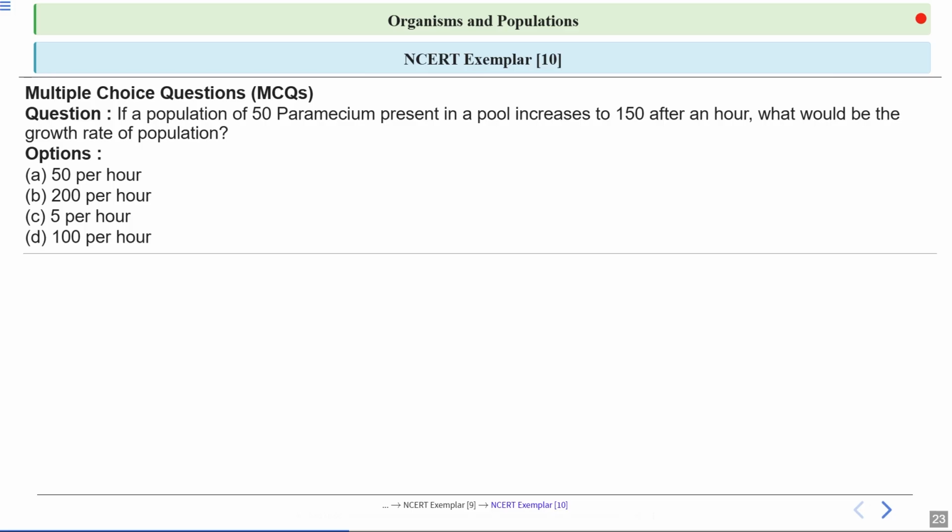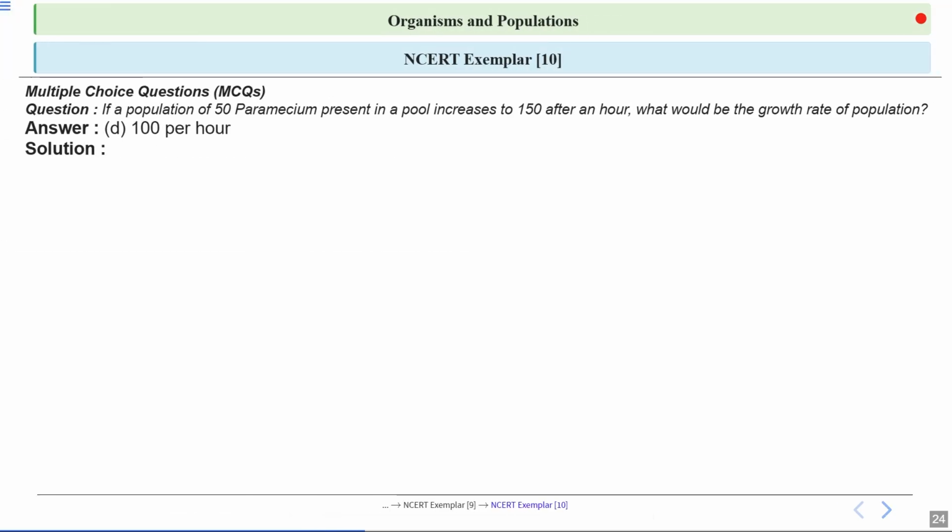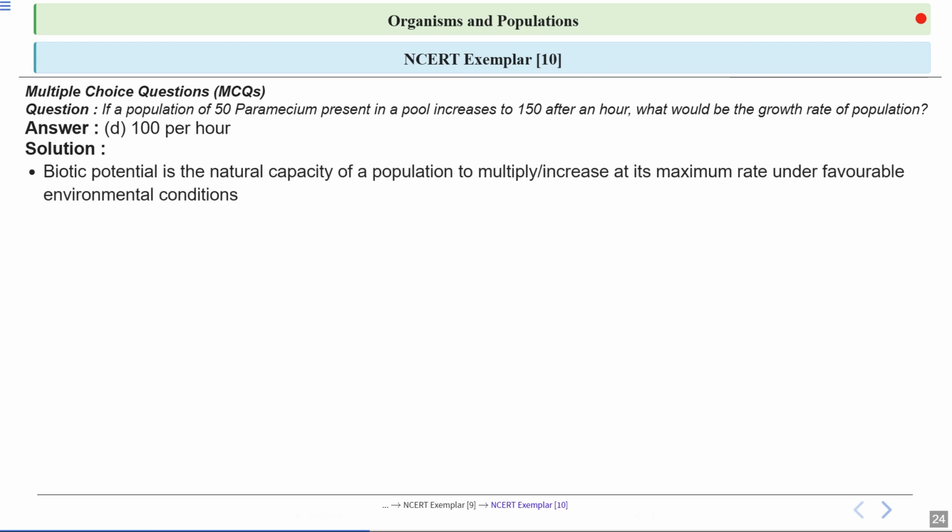Now, next question. If a population of 50 paramecium present in a pool increases to 150 after an hour, what would be the growth rate of the population? Options are 50 per hour, 200 per hour, 5 per hour and 100 per hour. What is the correct answer? Correct answer is option D, 100 per hour. Let's have a look at the explanation.